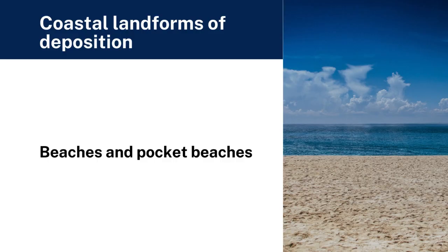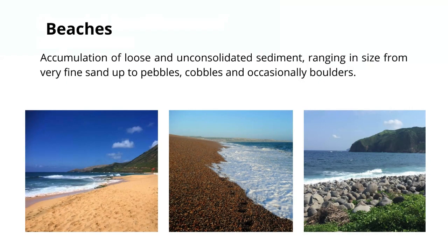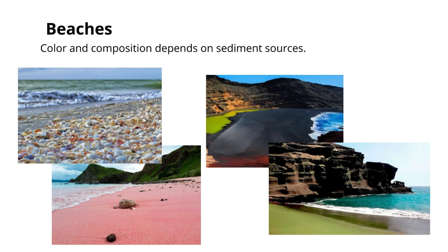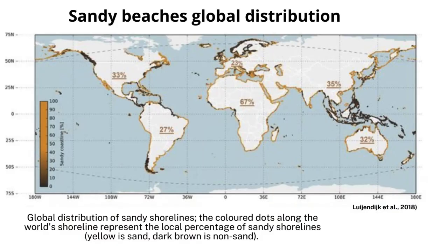Beaches and pocket beaches. A beach is an accumulation on the coast made up of loose and unconsolidated sediment, ranging in size from very fine sand up to pebbles, cobbles, and occasionally boulders. The color and composition will depend on the source of sediment. Due to this, we can find biogenic beaches made of shells or coral fragments, but we can also find black or green sandy beaches whose origin is volcanic. Beaches are present in about 40% of the world's coastlines.